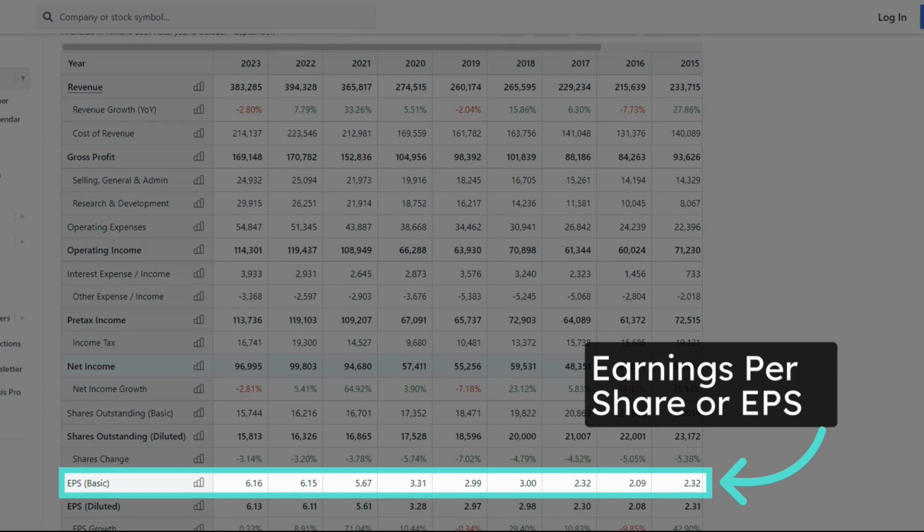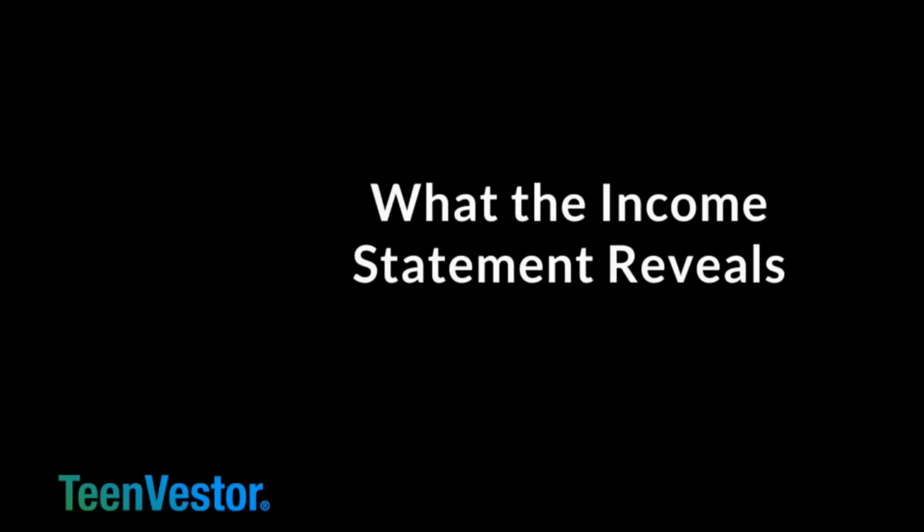In a way, it reflects how much money the company is making for each shareholder. In 2023, the EPS for Apple was $6.16, calculated by dividing $97 billion of net income by 15.74 billion shares. The rest of this video will go through some of the things revealed by the income statement.